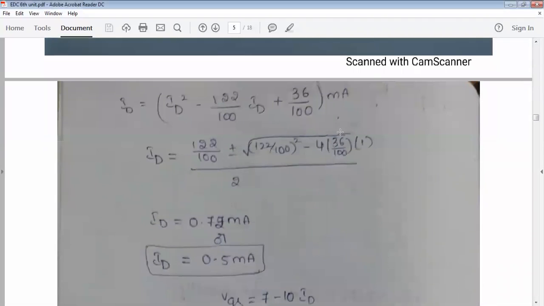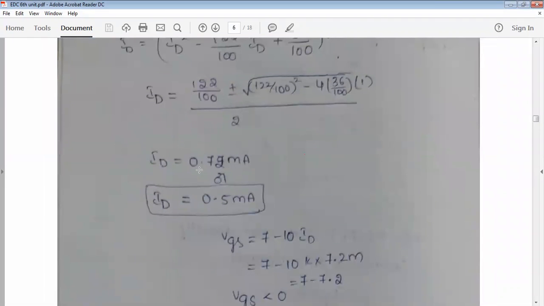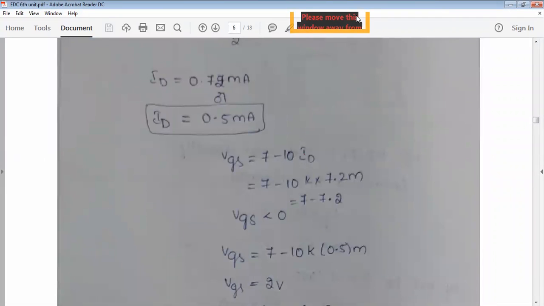Current is equal to, after solving the quadratic equation, ID is equal to 0.72 milliamperes and 0.5 milliamperes. Right? After solving the quadratic problem, you will get two current values. One is ID is equal to 0.72 milliampere and another one ID is equal to 0.5 milliampere.